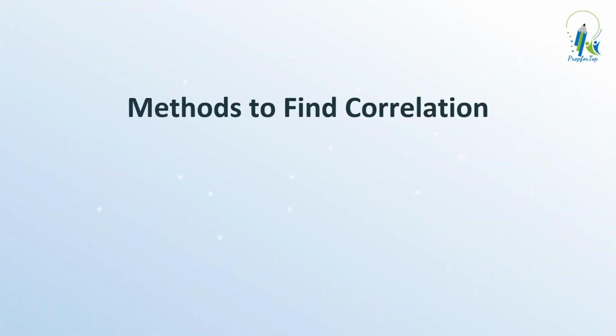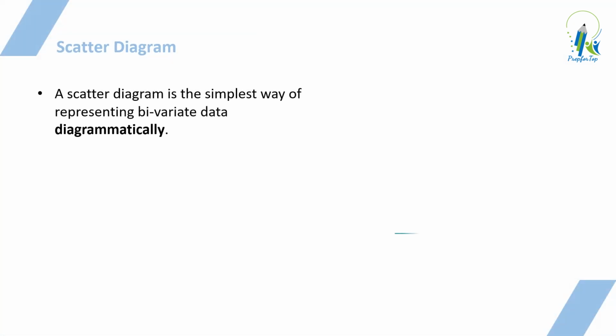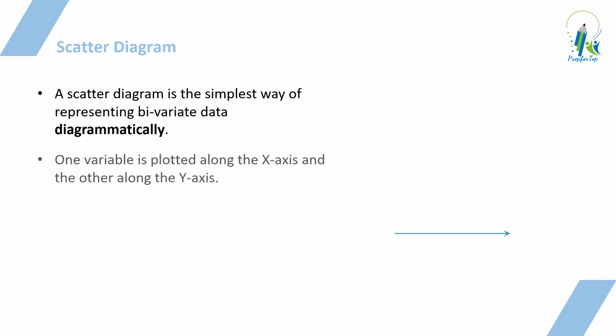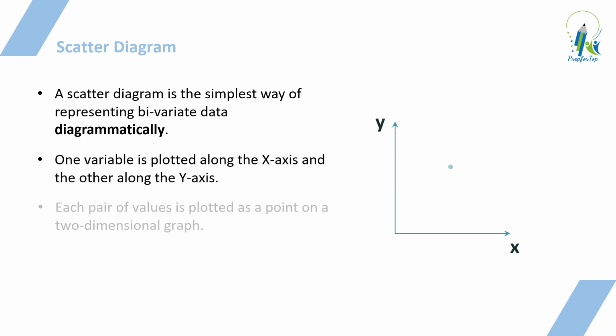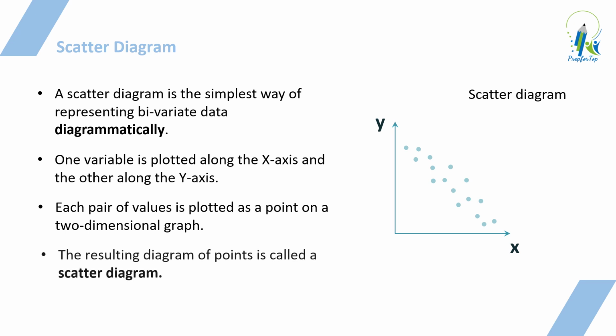Methods to find correlation: scatter diagram and correlation coefficient. A scatter diagram is the simplest way of representing bivariate data diagrammatically. One variable is plotted along the x-axis and the other along the y-axis. Each pair of values is plotted as a point on a two-dimensional graph. The resulting diagram of points is called a scatter diagram.